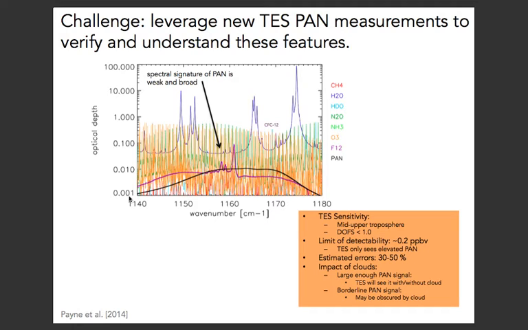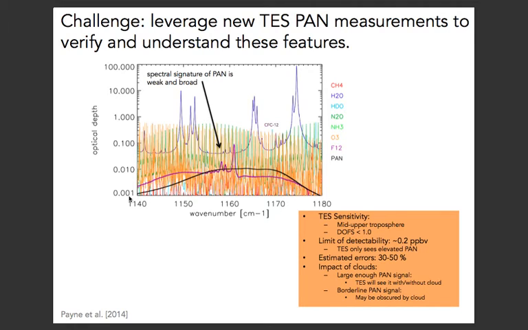So this has been tough because it's really hard to measure PAN from space, as it turns out. Probably someone with more of a background in this could have told me this at the start. But the spectral signature of PAN is weak and broad, and so TES is only sensitive to PAN in the mid to upper troposphere, which is why on those maps I only showed you the mid to upper troposphere, or away from the boundary layer.